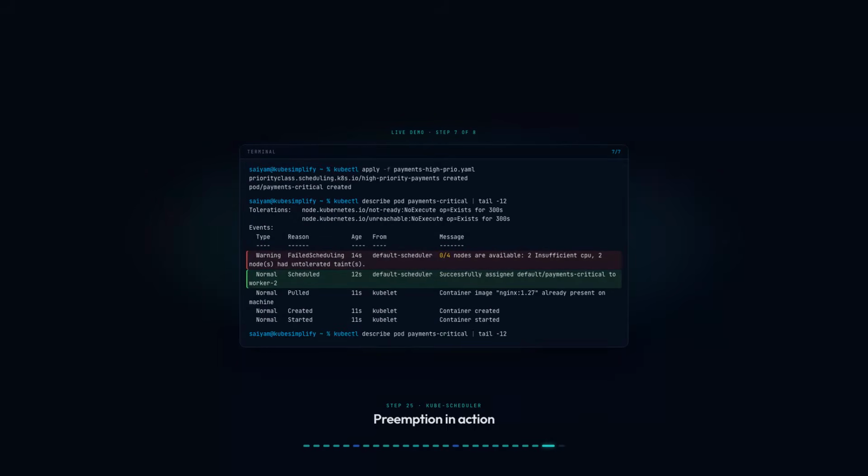So describe the pod and look at these events. Failed scheduling first. 0 of 4 nodes available. 2 insufficient CPU, 2 had untolerated taints. Then scheduled on worker 2. But wait, worker 2 was full a second ago. How? Preemption. The scheduler evicted one of the nginx pods to make room. PostFilter did its thing.